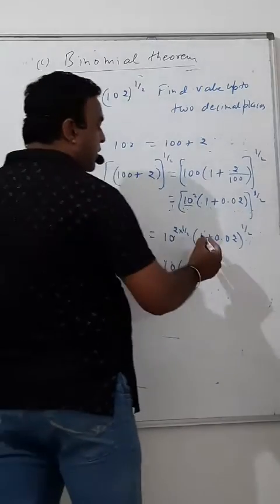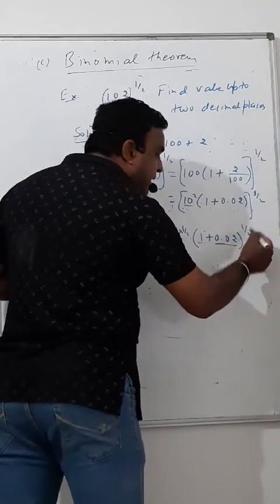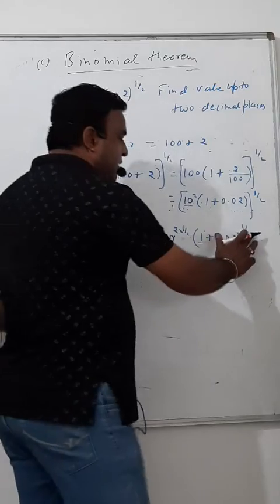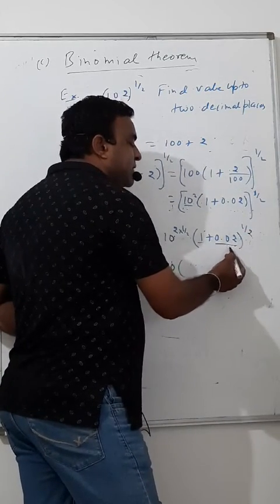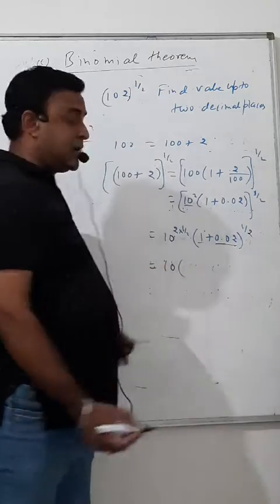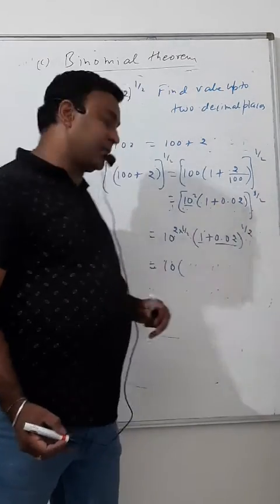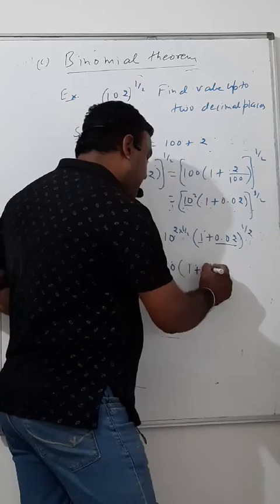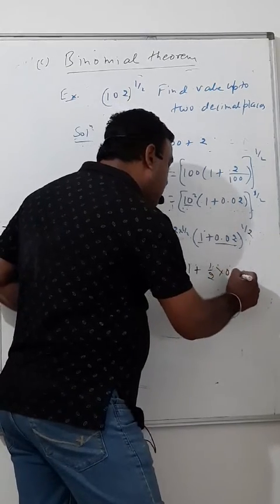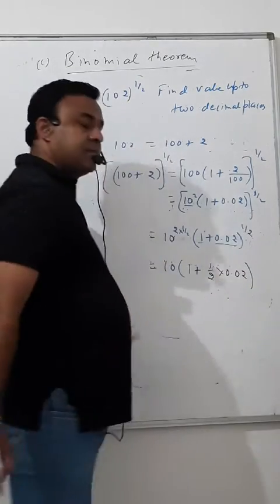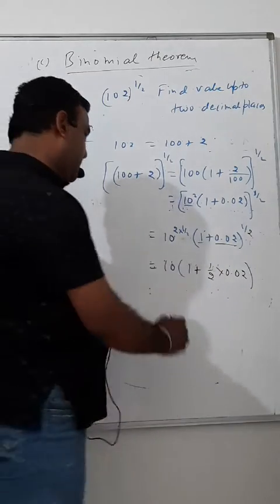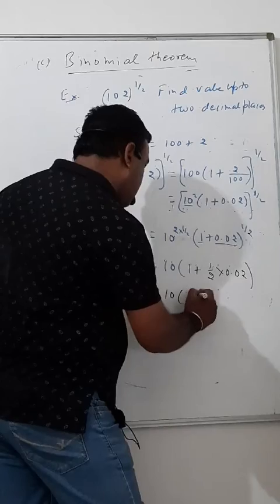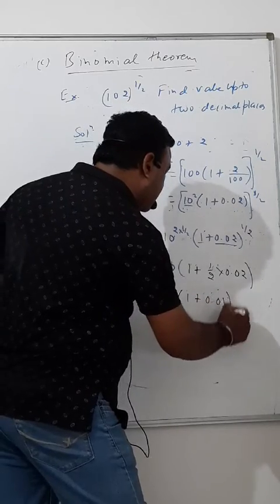into (1 + x)^n. Now here we use the binomial theorem, where x is far less than 1 and n is a real number. (1 + x)^n is approximately 1 + nx. So 1 plus 1 by 2 into 0.002 gives 10 into (1 + 0.01).